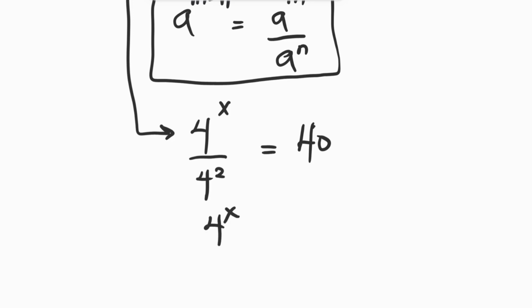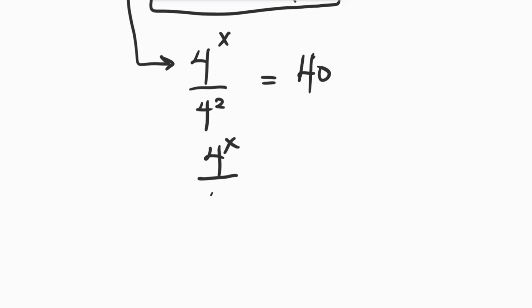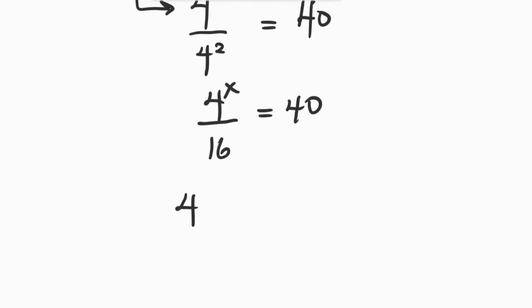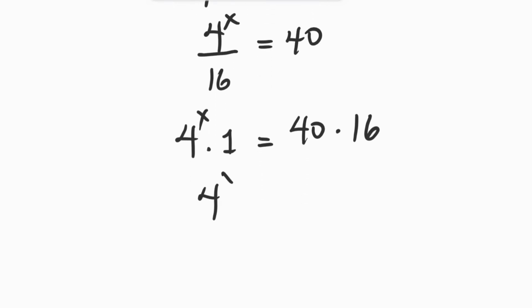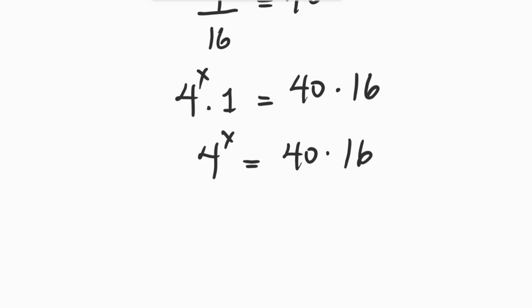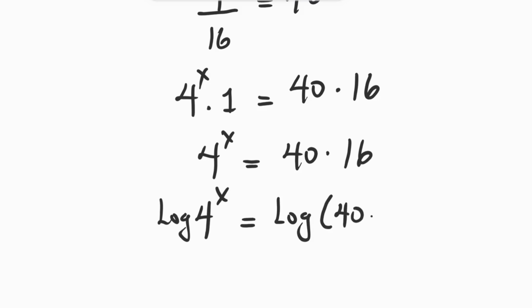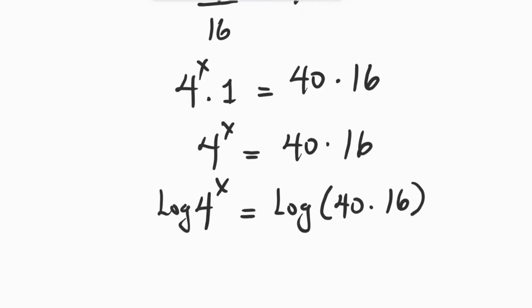Now we have 4 raised to power x divided by 4 squared is 16 equals 40, and when we cross multiply, we have 4 raised to power x times 1 equals 40 times 16. Now, to find the value of x, we now apply logarithm to both sides of the equation, which now becomes log of 4 raised to power x equals log of 40 times 16.